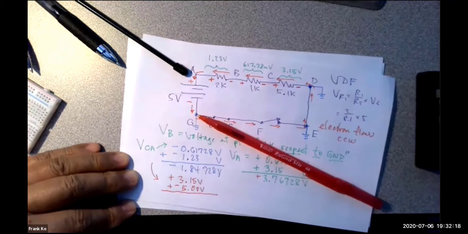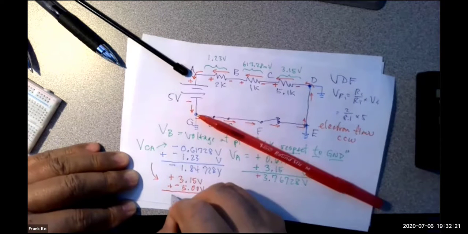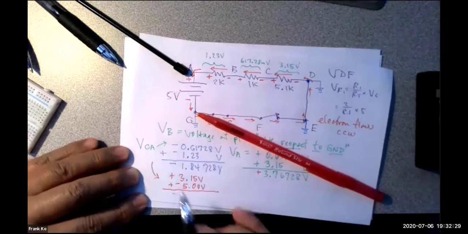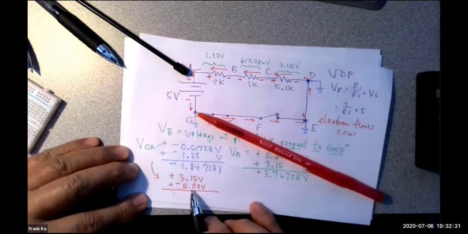And when you go to add this, everybody do this on your calculators, 3.15 and subtract 5. What do you get? Do this on your calculator. 3.15 minus 5 equals? 1.85. No.